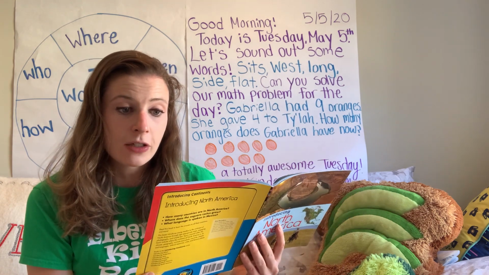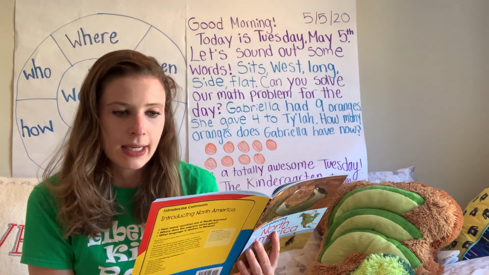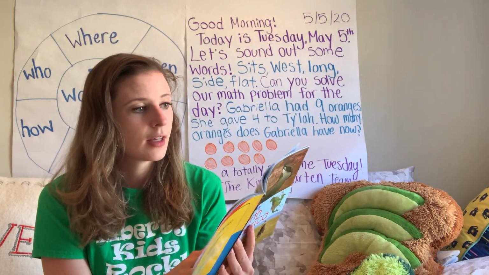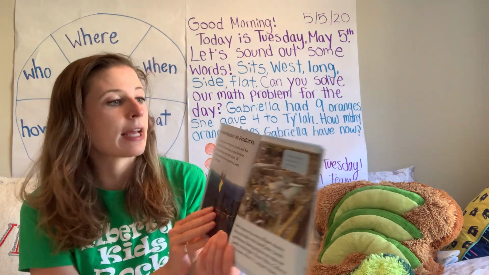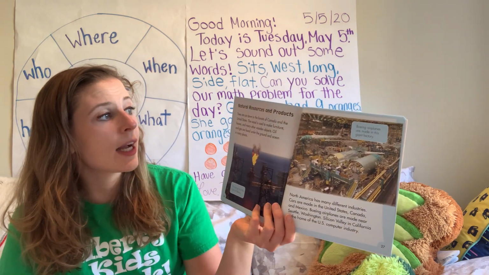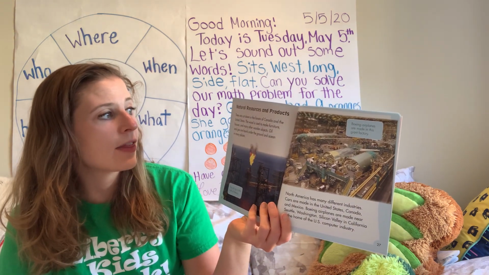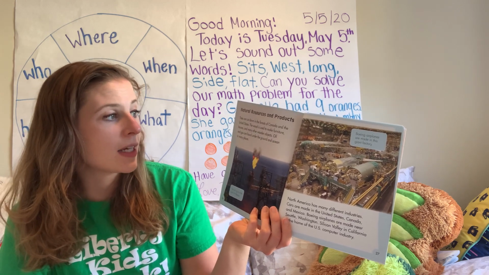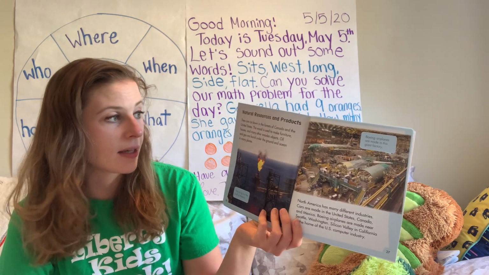So this is the main street in April, a town in Massachusetts. Neat. Natural resources and products. Trees are cut down in the forests of Canada and the United States. The wood is used to make furniture, houses, and many other wooden objects.